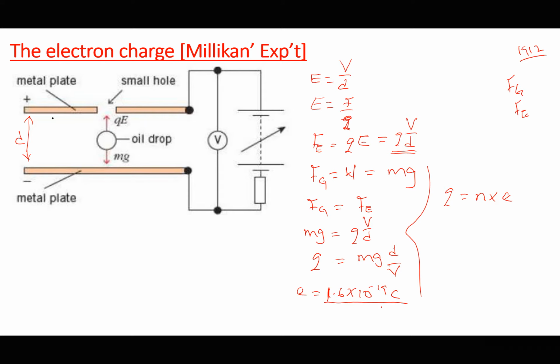And what conclusions could we make from this experiment? From this experiment, we could therefore conclude that charge takes up discrete amounts. Charge takes up specific values which are integral multiples of the fundamental charge E. Charge does not take on any random values. Charge takes on specific values which are multiples of E.